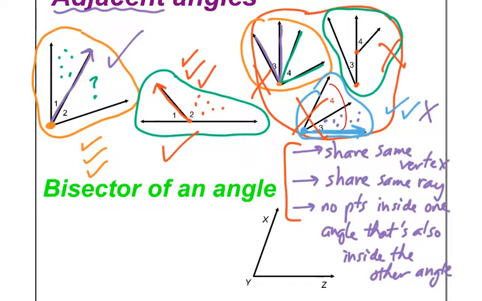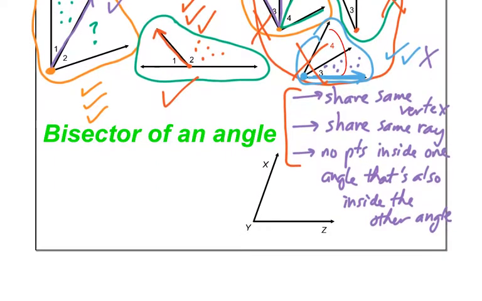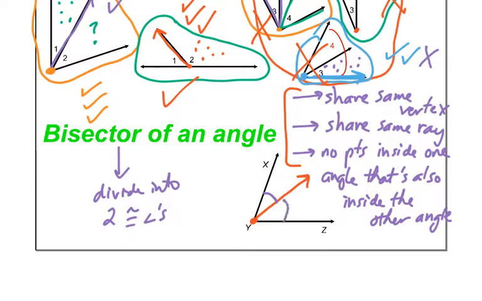Last time we were able to bisect a segment. Remember, we bisect a segment with another ray, or a plane, or a line, or a segment. If I want to bisect an angle, that means I want to divide it into 2 congruent angles. So maybe I'm going to start at Y here. Try to make it right in the middle if I can. All right. There's my bisector. I just bisected an angle. And by doing that, I made this angle congruent to this angle.